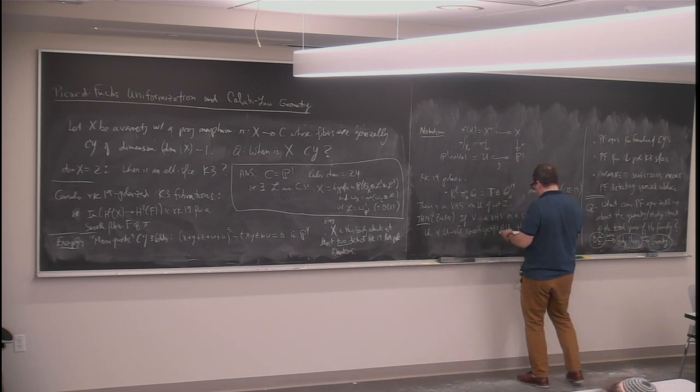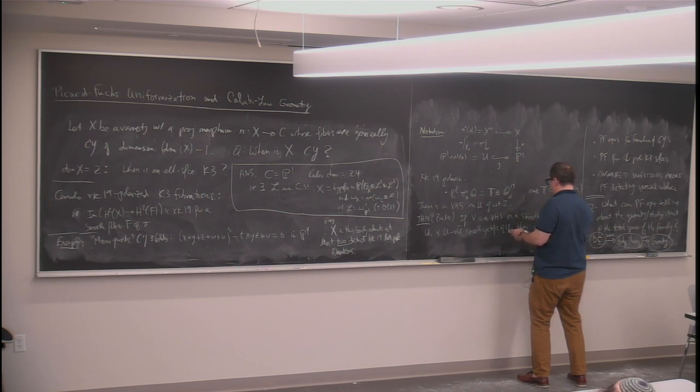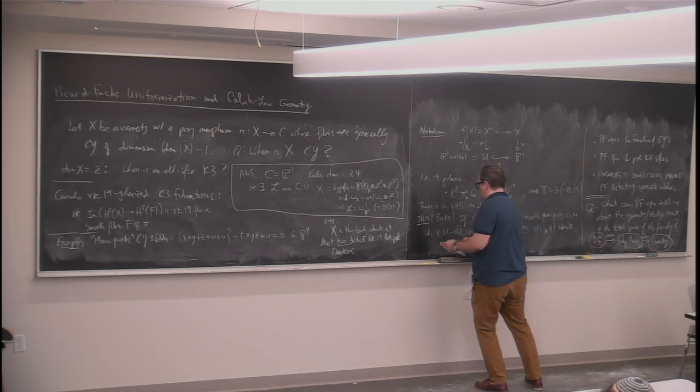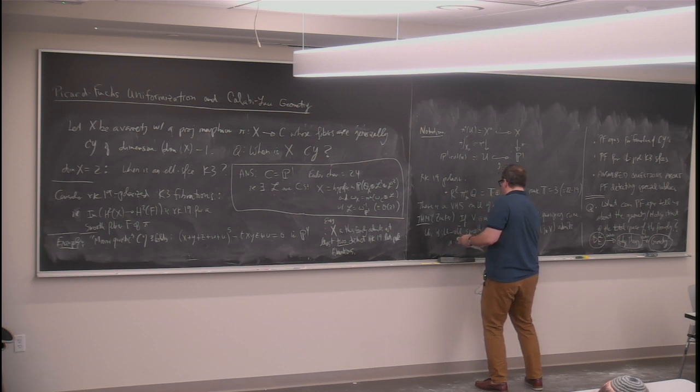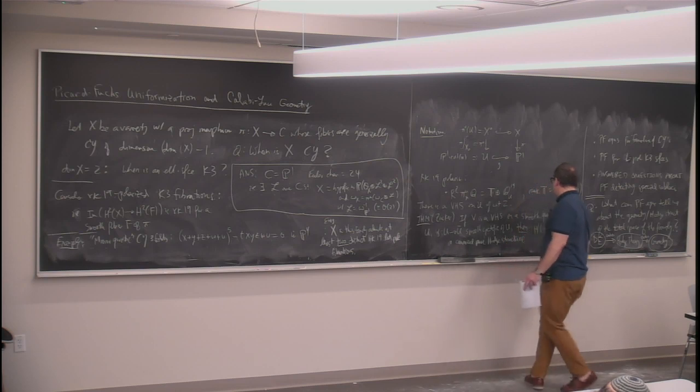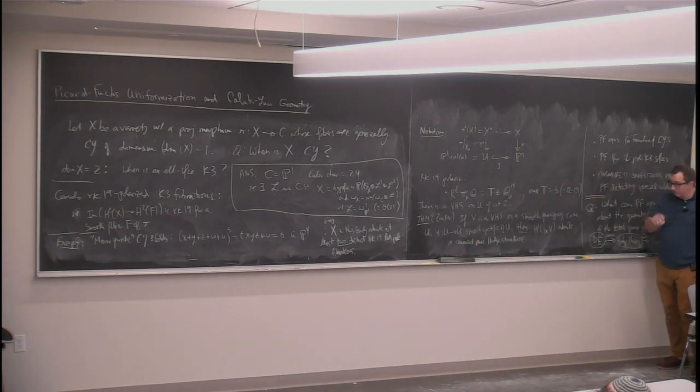Then H^I j_* V admits a canonical pure Hodge structure. Okay, so let's just think about what this gives us.